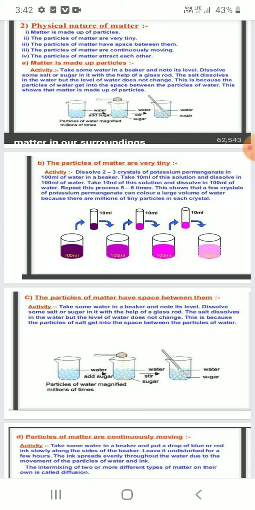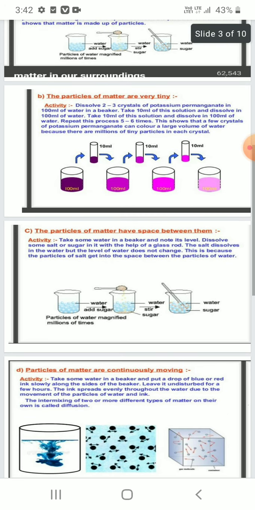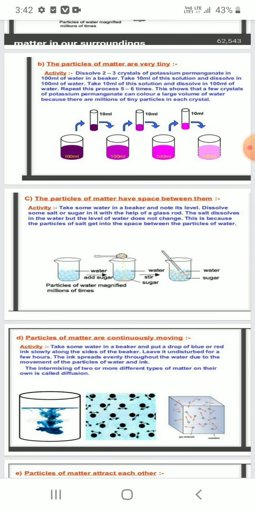Again, from the second beaker you take 10 ml and add it to another beaker containing 100 ml of water. Just go on repeating it 5 to 6 times. This shows that a few crystals of potassium permanganate can color a large volume of water, because there are millions of tiny particles in each crystal. So even if you have diluted it 5 to 6 times, you can still find the color.